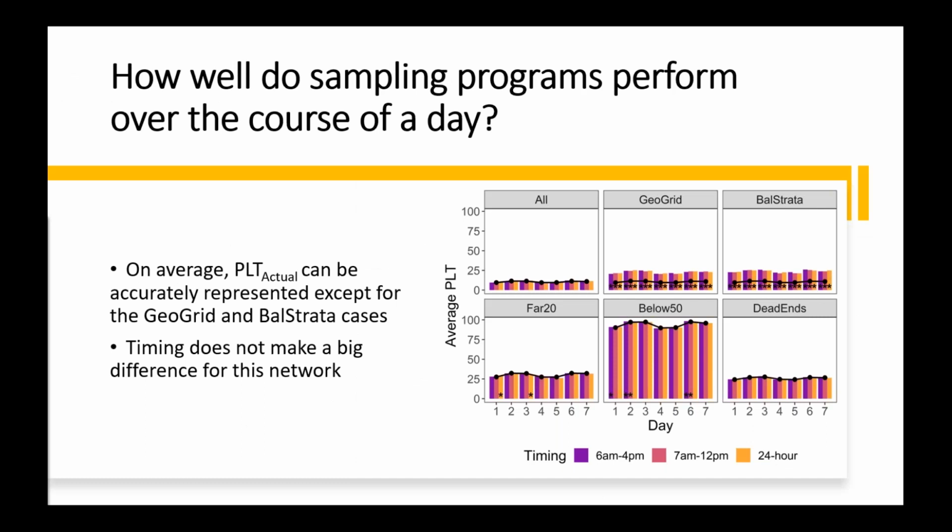So that's over the course of a week, but sometimes we might be more interested in what happens over the course of a day. And the results were pretty similar to what we saw over the course of a week, in that on average, the true PLT conditions can be accurately represented, except for when we're using that grid overlaying the system, the geogrid, or the balanced stratification, where we take an approximately equal number of samples in rings coming out from our source. And it's worth noting that I did focus on single source systems in this study.